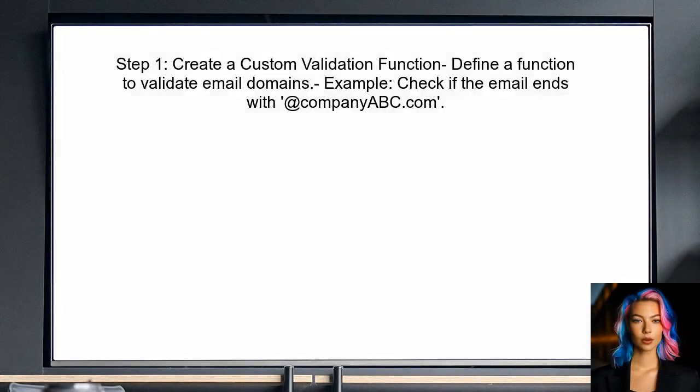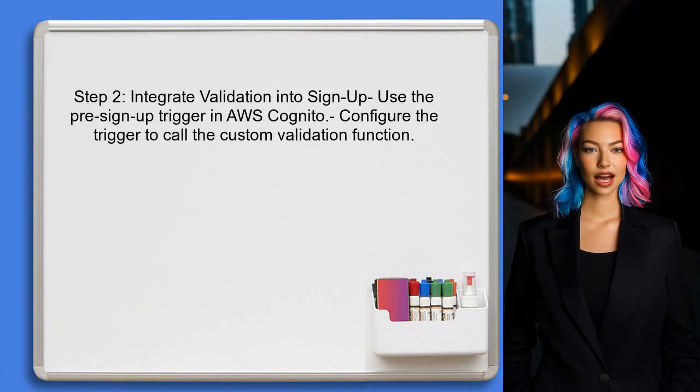To restrict signups to specific email domains in AWS Cognito, the user should start by creating a custom validation function. This function will check the email address format during the signup process. Next, the user should integrate this validation function into the signup process. This can be done by using the pre-signup trigger in AWS Cognito.